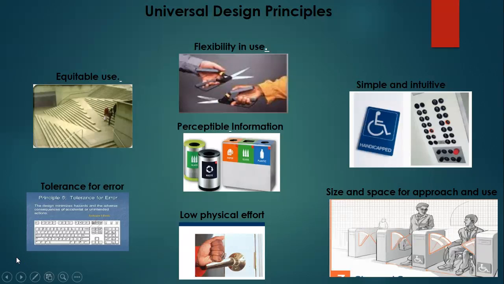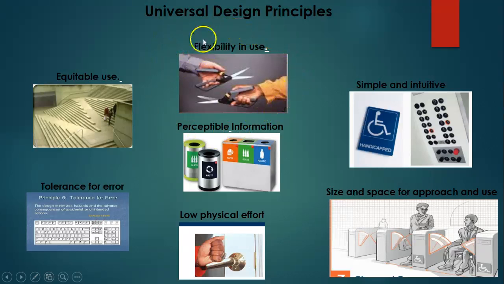Initially, universal design accessibility was focused on people with disabilities. But at the beginning of the 1980s, they realized that it was useful for everyone, for all people. Like the ramp, this is like an equitable use. As you see in the picture, it has a ramp and it has stairs. Ramps are used for mothers that push strollers, for bicycles, for wheelchairs, etc.